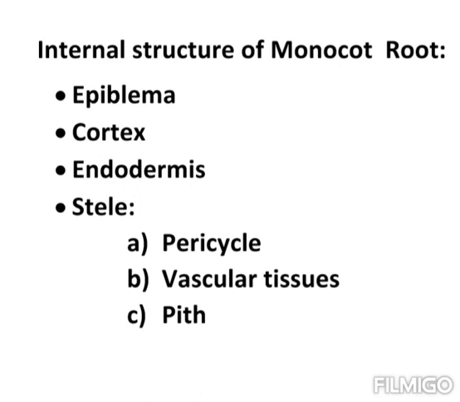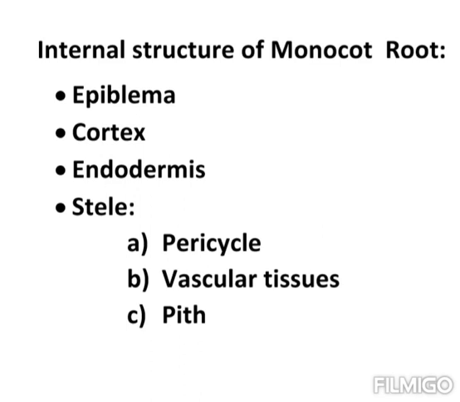The second characteristic feature of the internal structure of monocot root is the cortex. It is a multi-layered large zone. Multi-layer means many layers of cells are present. These cells are parenchyma cells with intercellular spaces. In between each cell there are spaces, that means the cells are not tightly packed. They are loosely arranged. What is the function of cortex? It stores water and food material.